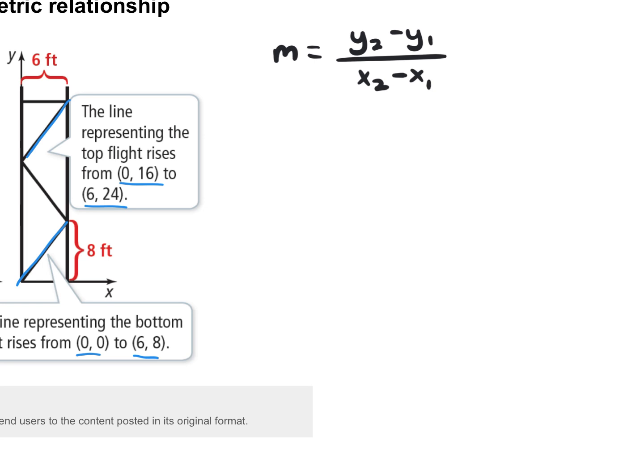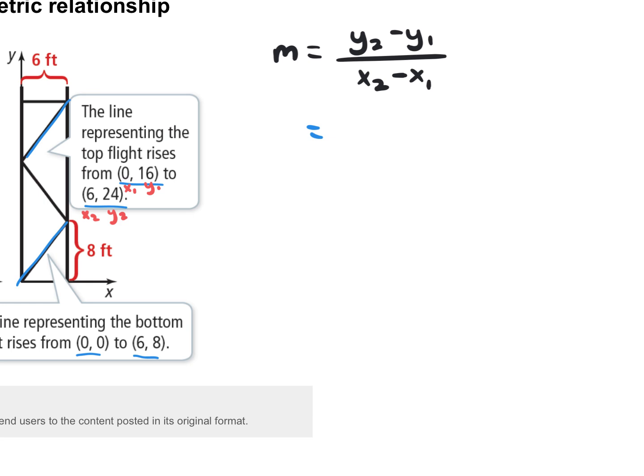Okay, so on this one, it gives us the two coordinates for this line here. What can I label those two coordinates to help me out? For example, I could label 0, 16 as x1, y1. What can I label 6, 24 as? x2, y2. We have all of the values. Now we can plug them into our formula here.